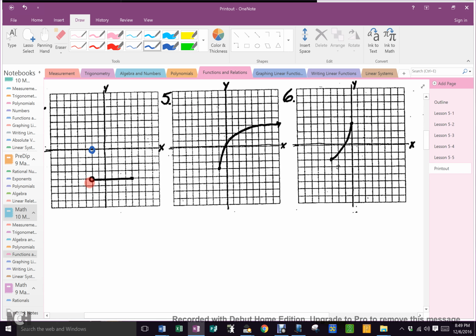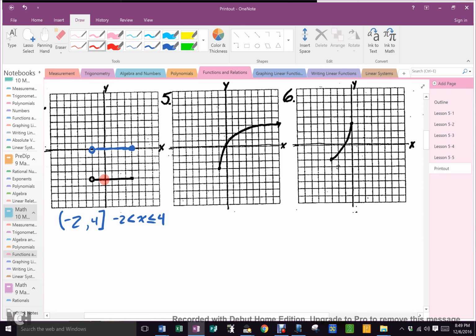There, and it's not included, it's an open dot. And it goes all the way out, only on the x-axis, to there, and it's a closed dot. Negative 2, not included. 1, 2, 3, 4. 4, included. Or negative 2 less than x less than or equal to 4.